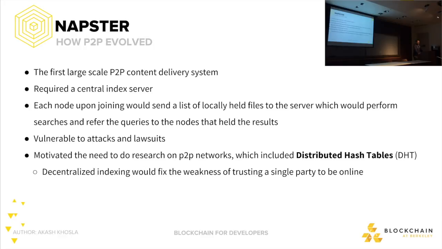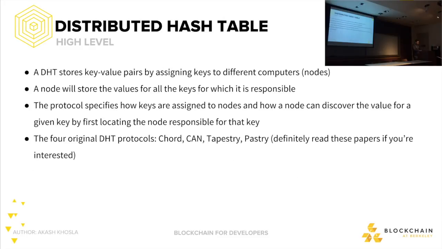So there were a lot of foundational papers in 2001 and 2002 about distributed hash tables, and those are the main two years. A distributed hash table is basically a hash table, right? So it has key-value pairs, but the difference is that it assigns keys to different computers, which are the nodes in the network. And the nodes are going to store all values for whatever keys they're responsible for. There are many different kinds of protocols for distributed hash tables, but they specify how the keys are assigned to the nodes in your network.